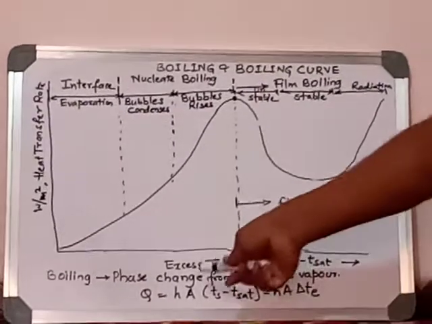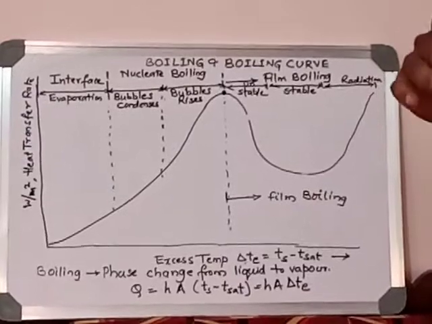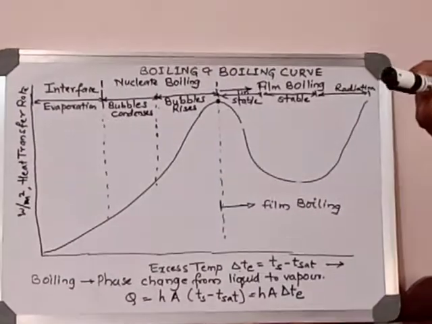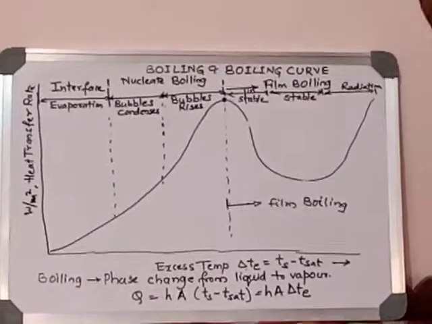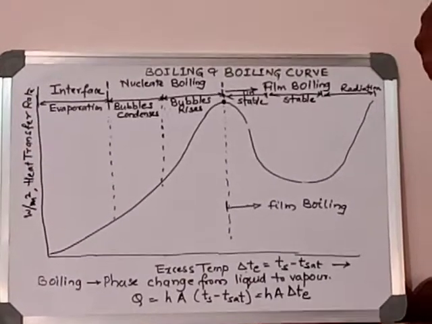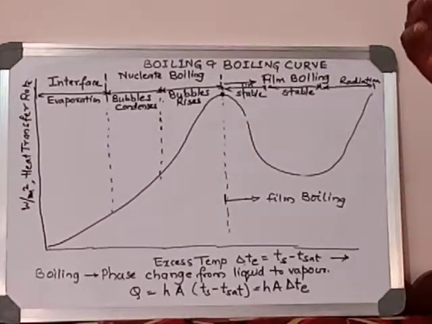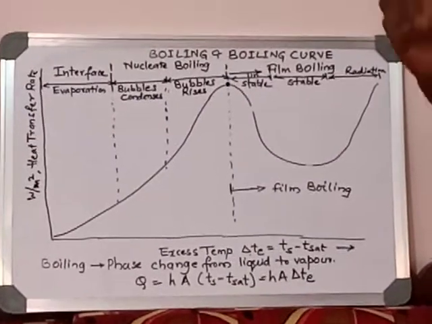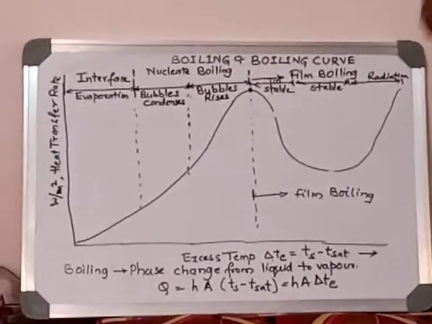A means the area. Area means the area which is exposed for the heat transfer. Sometimes it is wrongly interpreted as perpendicular to the direction of heat flow. It is not like that. Whatever area is participating in the heat transfer, that area you have to take.